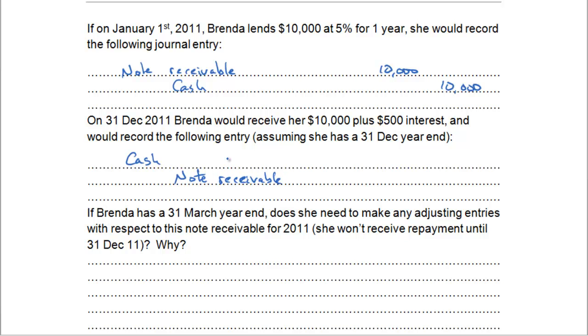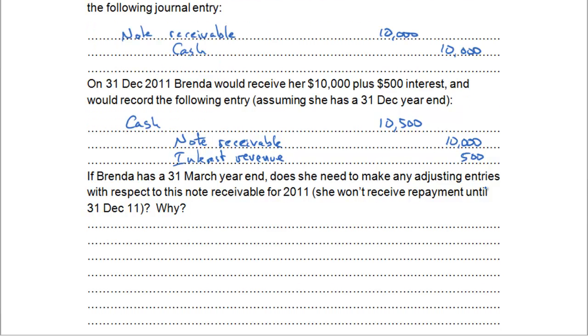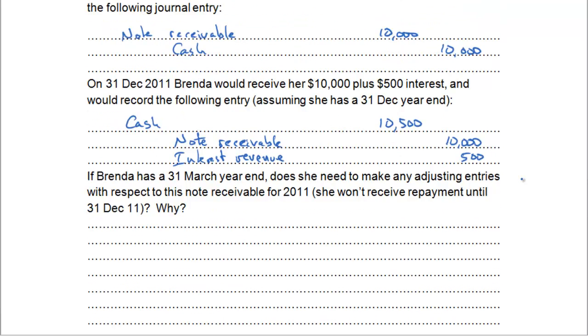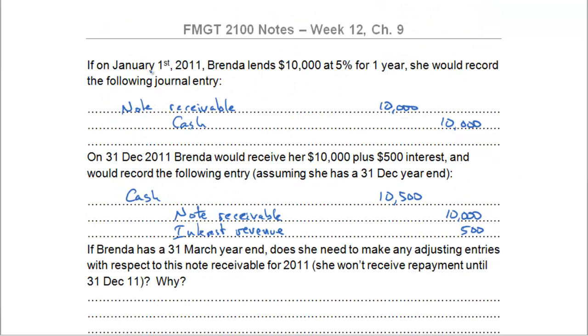But Brenda also records interest revenue. So she gets her $10,000 plus $500 interest, so $10,500. The note disappears by crediting note receivable for $10,000, and the interest revenue is that $500. So this was after a year, right? The loan on January 1st, and then repayment on December 31st.